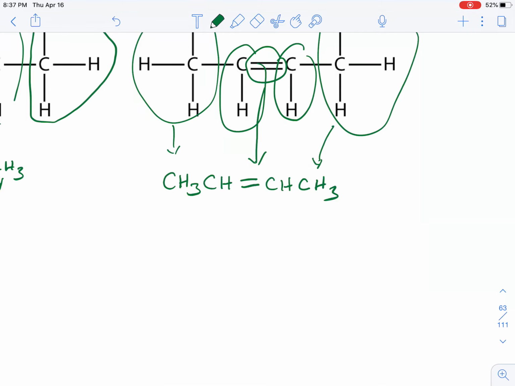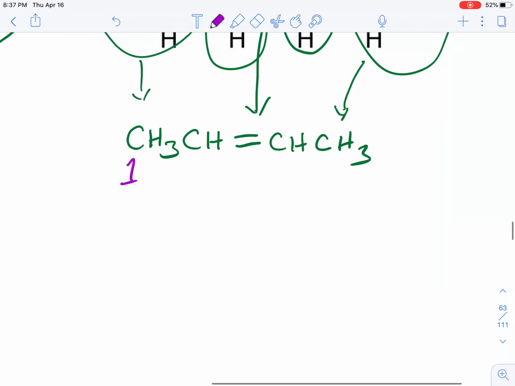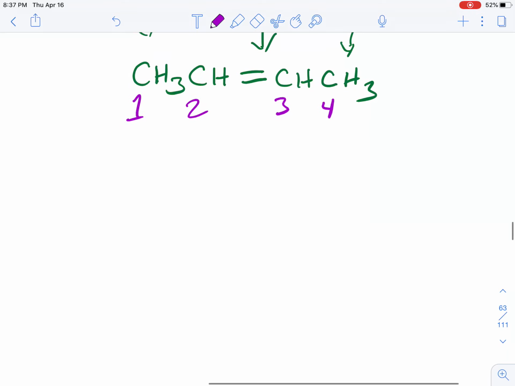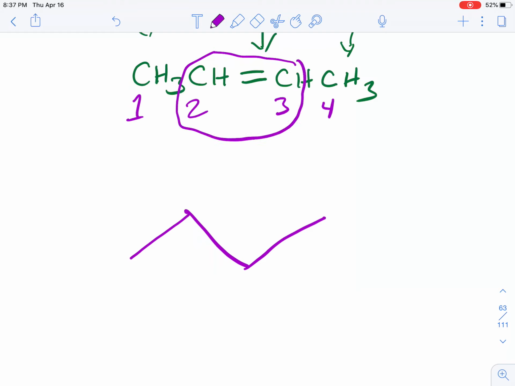Now, if I wanted to picture this as a skeletal structure, I'm just going to put a reference point. I'll just change my colors. So 1, 2, 3, 4. So these are just arbitrary carbon numbering, just as a reference point. And so since I have 4 carbons, I have 1, 2, 3, 4. And if you look, I have a double bond between carbon 2 and carbon 3. And so if this is 1, 2, 3, 4, then between carbon 2 and 3, I have a double bond, and that's how it would be drawn.